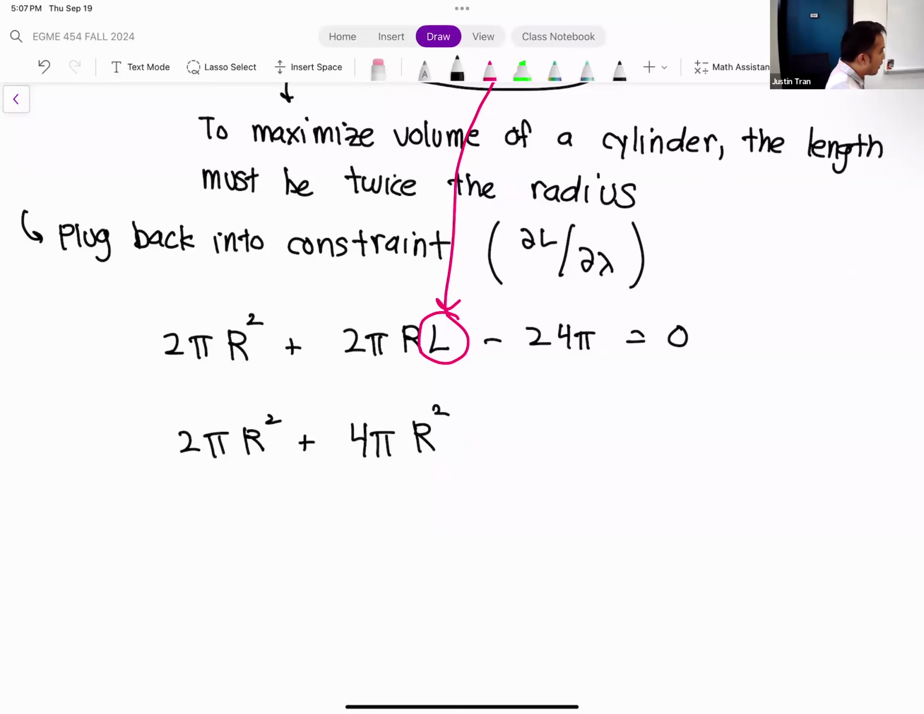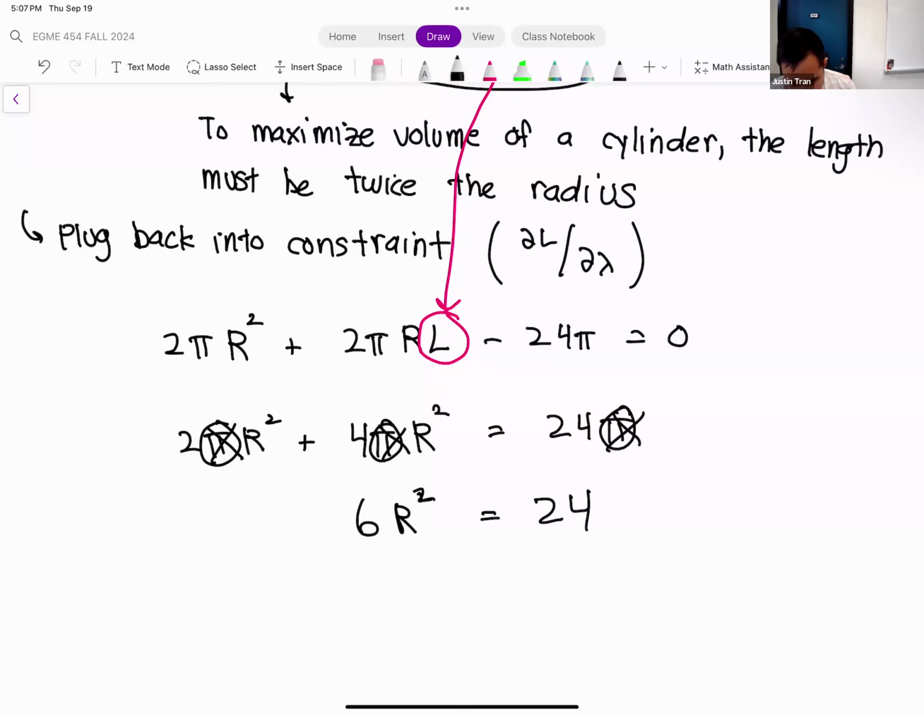I'm going to go ahead and move the 24 pi over to the other side, because I know that it needs to be there. So all of this is equal to 24 pi. All of the pi's are going to cancel out, so let's go ahead and cancel out all of those. The 2r squared and the 4r squared are going to combine and become 6r squared. That's equal to 24. Okay.